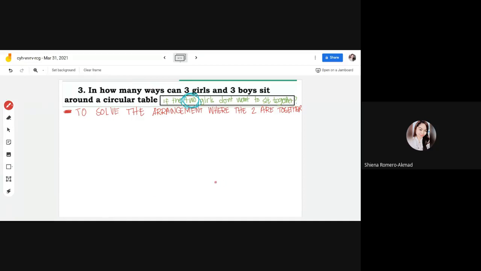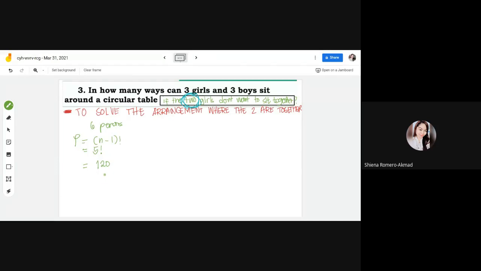So going back to our lesson, dahil wala tayo ditong i-consider as one, we count them as 3 girls and 3 boys. Anim. So we have 6 persons to arrange in a circular table. So we use permutation of n minus 1 factorial. So we have 6 minus 1 is 5 factorial. What is 5 factorial? 120.